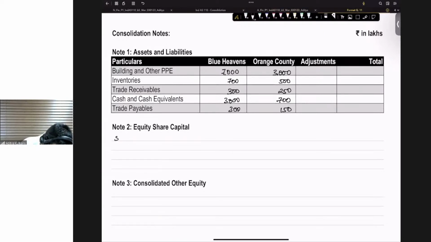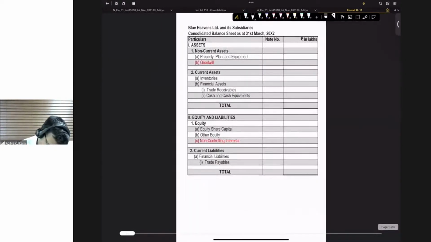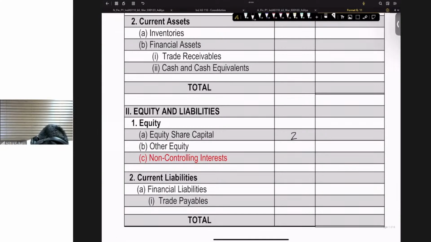Okay. 500 lakh equity shares of rupees 10 each. See, this is assumed. You can assume 1, 10, 100. Okay. Fully paid. So 5,000. Okay. So straight away put this in your equity capital. There was no change to that. Okay. So this is 5,000.